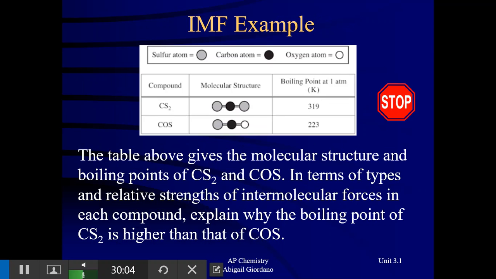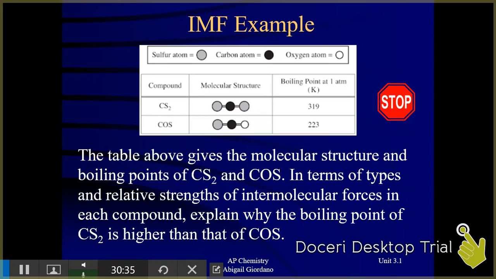Again, if you want to pause the video and try this one on your own, go for it, but I'm going to talk through it. It says, the table above gives the molecular structure and boiling points of CS2 and COS. Similar molecules, but slightly different. In terms of types and relative strengths of intermolecular forces in each compound, explain why the boiling point of CS2 is higher than that of COS.